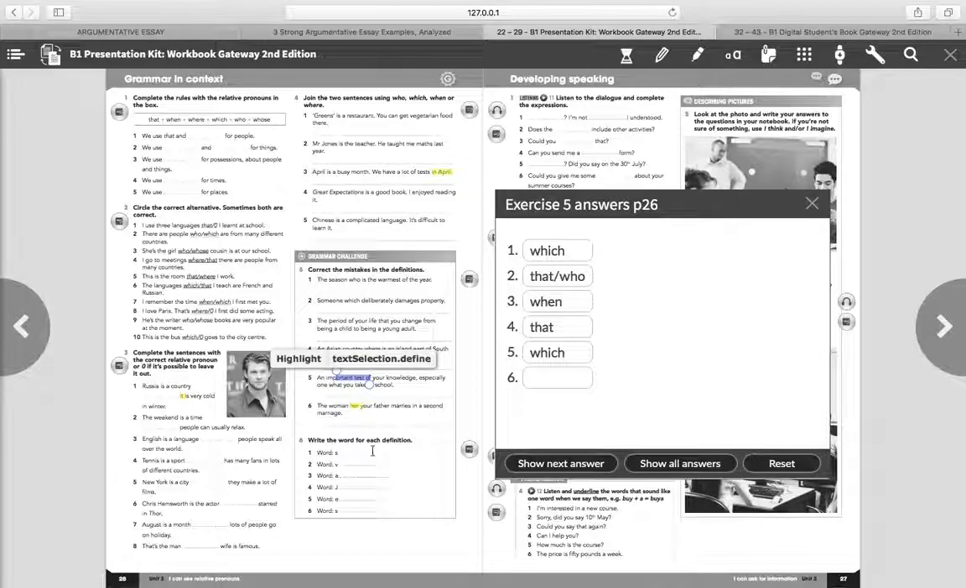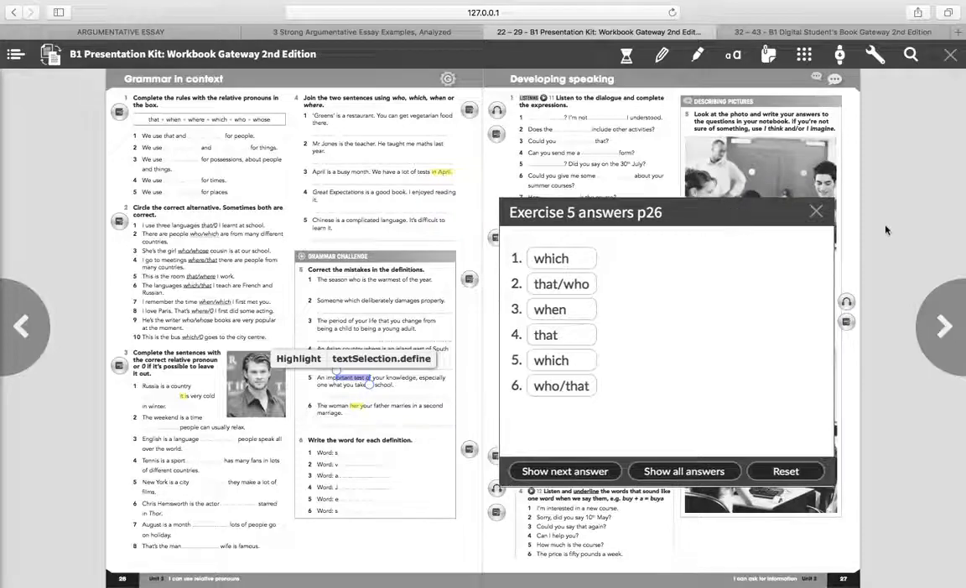Okay. The woman your father marries in a second marriage. Maybe you may have some difficulties in that question. The woman your father marries in a second marriage. There is a woman and she gets just married to your father. The woman who your father marries in a second marriage. Okay. Again, you can just check your answers.